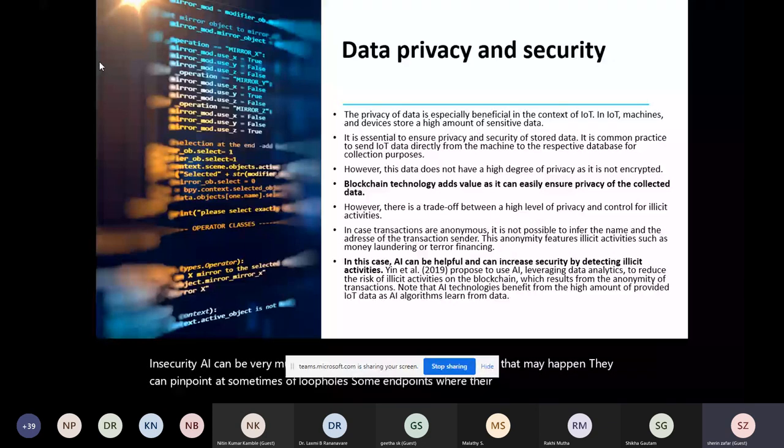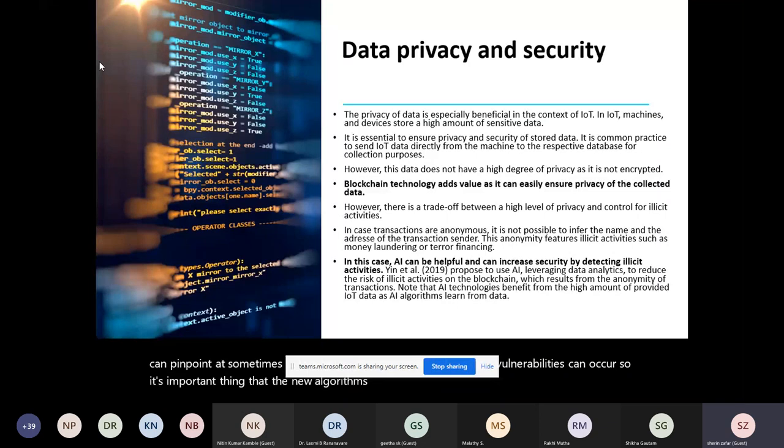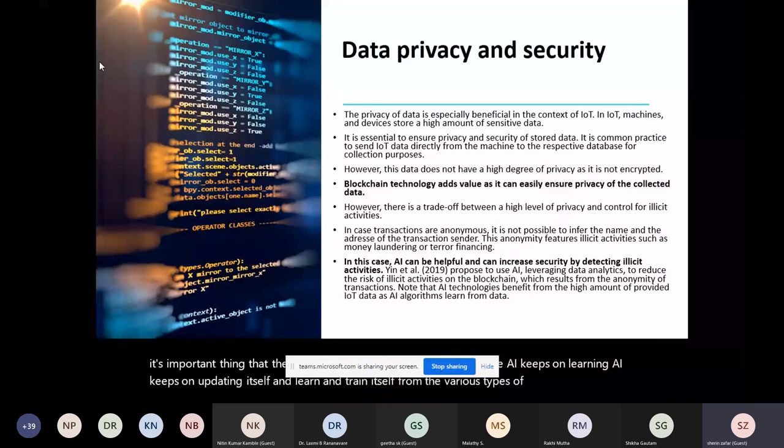So it's important that AI keeps on learning, keeps on updating itself and training itself from the various types of data that it has. That training and learning of AI will help in producing insights, and that will be very helpful in detecting or overcoming various types of attacks or security vulnerabilities that may occur in IoT-based systems.